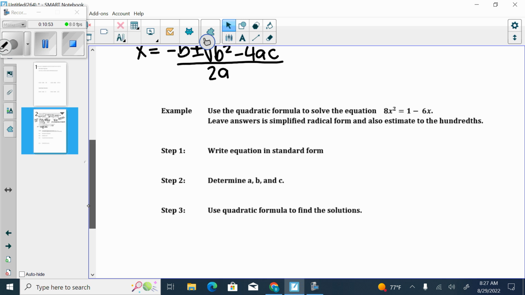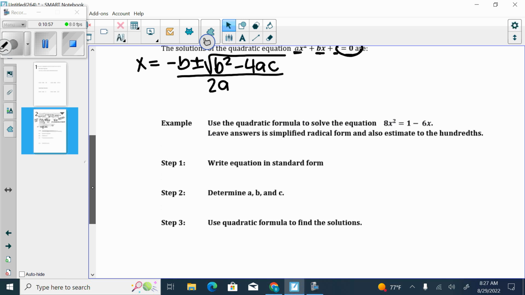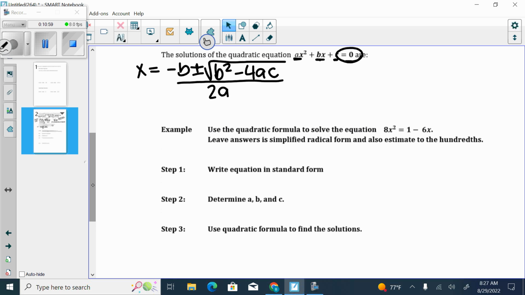It says, use the quadratic formula to solve the equation 8x squared equals 1 minus 6x. Okay? So, is this one set equal to 0? So first thing we're going to need to do is rearrange it or write it in standard form. We need it to be set equal to 0. Okay, so if I have 8x squared equals 1 minus 6x, and I want to rearrange this so that it's all equal to 0, how am I going to move that negative 6x to the other side? Yes. Right? And how am I going to move that positive 1?